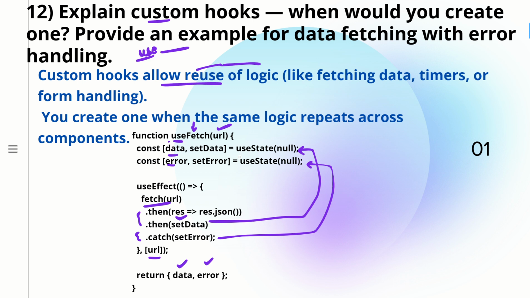The helper functions, that is JavaScript functions, will only give you the logic in JavaScript, whereas with custom hooks, you can make use of the React features, that is useState, useEffect, or any other things. Okay, so this is the difference.